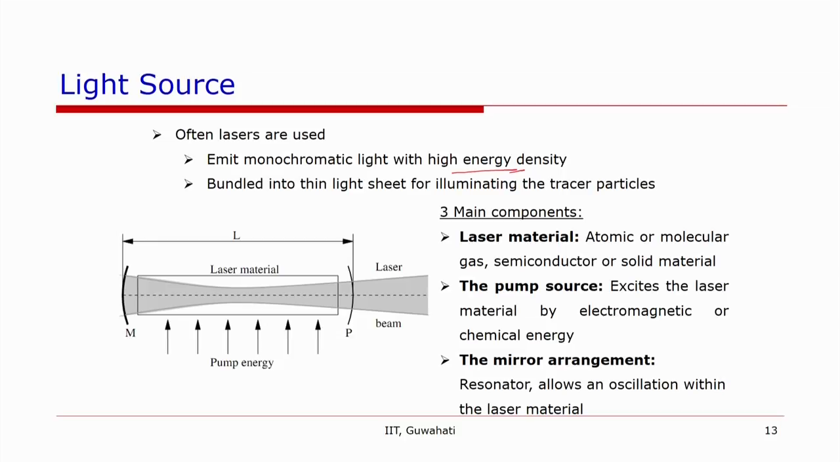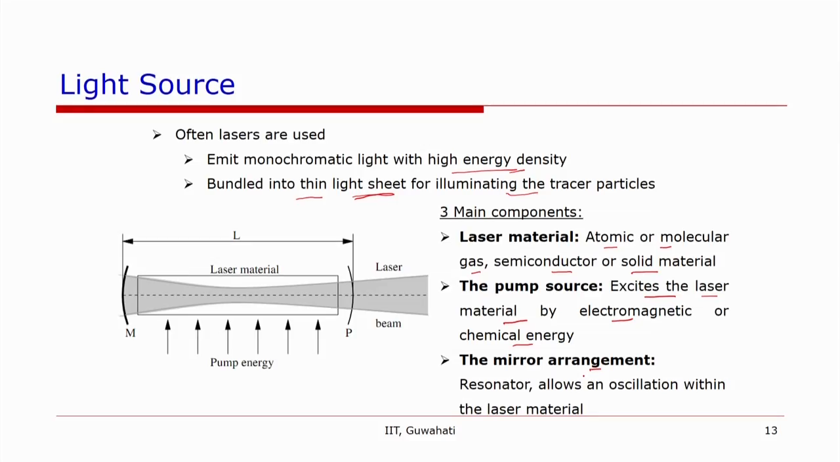Now, for conventional channels, this light is converted using light sheet optics. It is converted into a light sheet to illuminate the tracer particles on a particular plane. A laser typically has three main components: the laser material, which can be atomic or molecular gas, so gas lasers, or semiconductor or solid materials; the pump source, which excites the laser material by electromagnetic or chemical energy, and more and more lasers used in PIV applications are diode pumped lasers; and the third component is a mirror arrangement, which is a resonator that allows oscillation within the laser material.